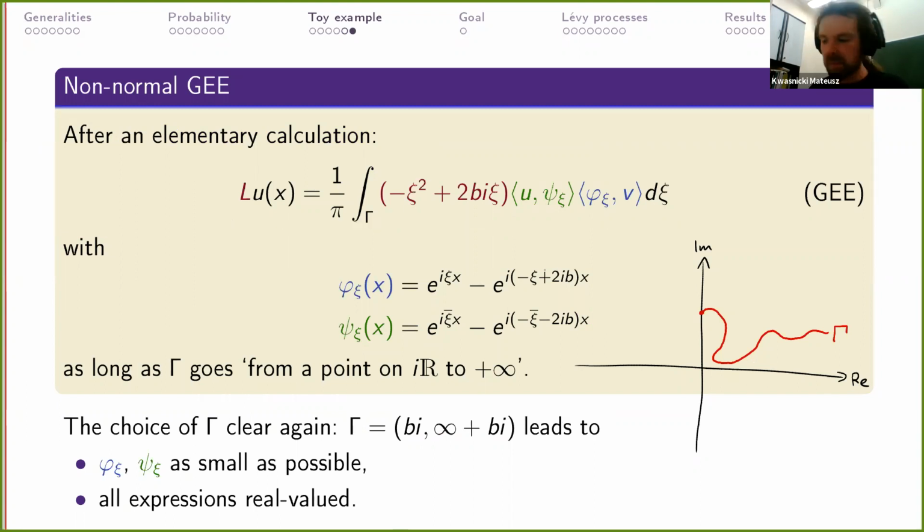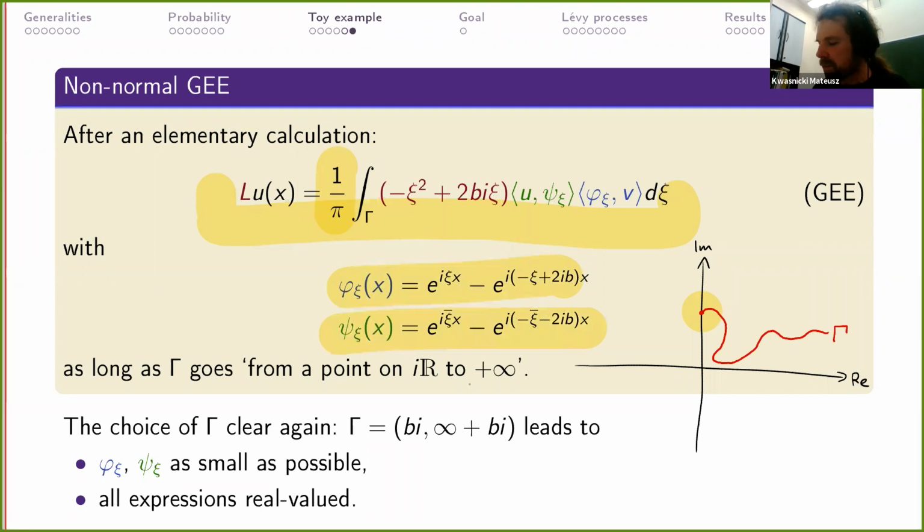Exactly the same formula as before, with a contour gamma, which is no longer going from minus infinity to plus infinity. It starts somewhere on the imaginary axis and then goes to plus infinity. The constant changed a little bit. These are kind of technical differences. And the eigenfunction is given by the formula from the previous slide.